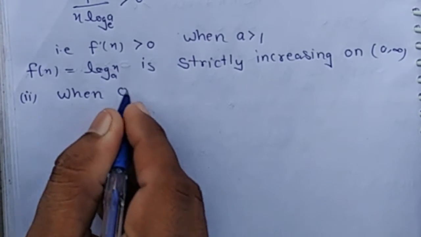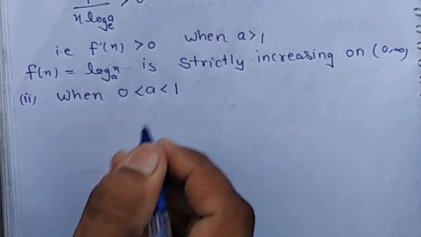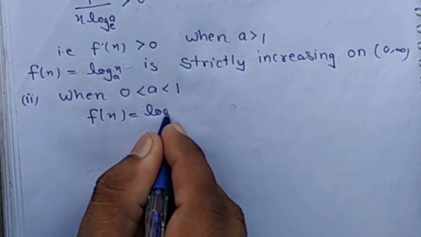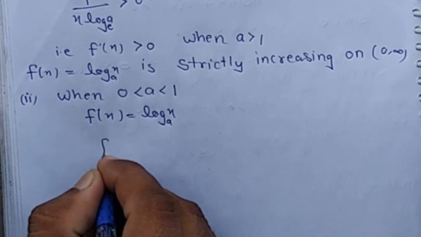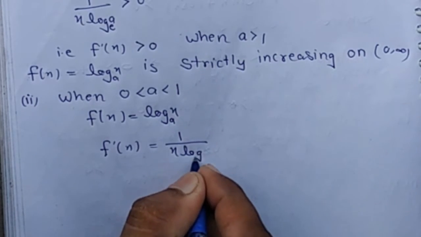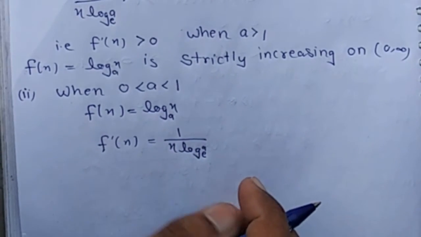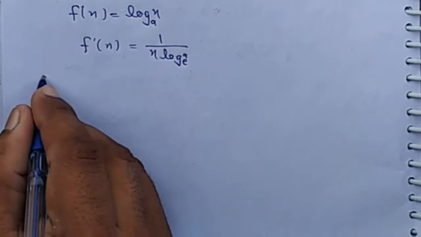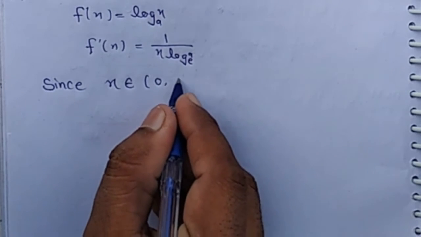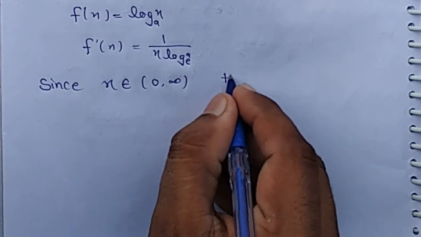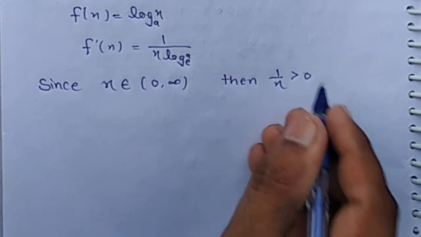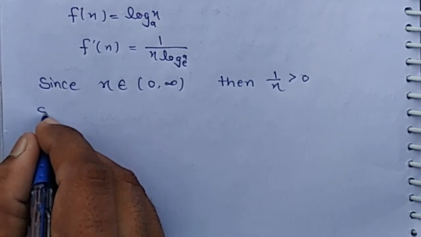Now second case, when 0 is less than a is less than 1, function f(x) equal log x at the base a, f'(x) is 1 by x log a at the base e. Now since x belongs to (0, infinity) as above, then x is greater than 0 means 1 by x is greater than 0.